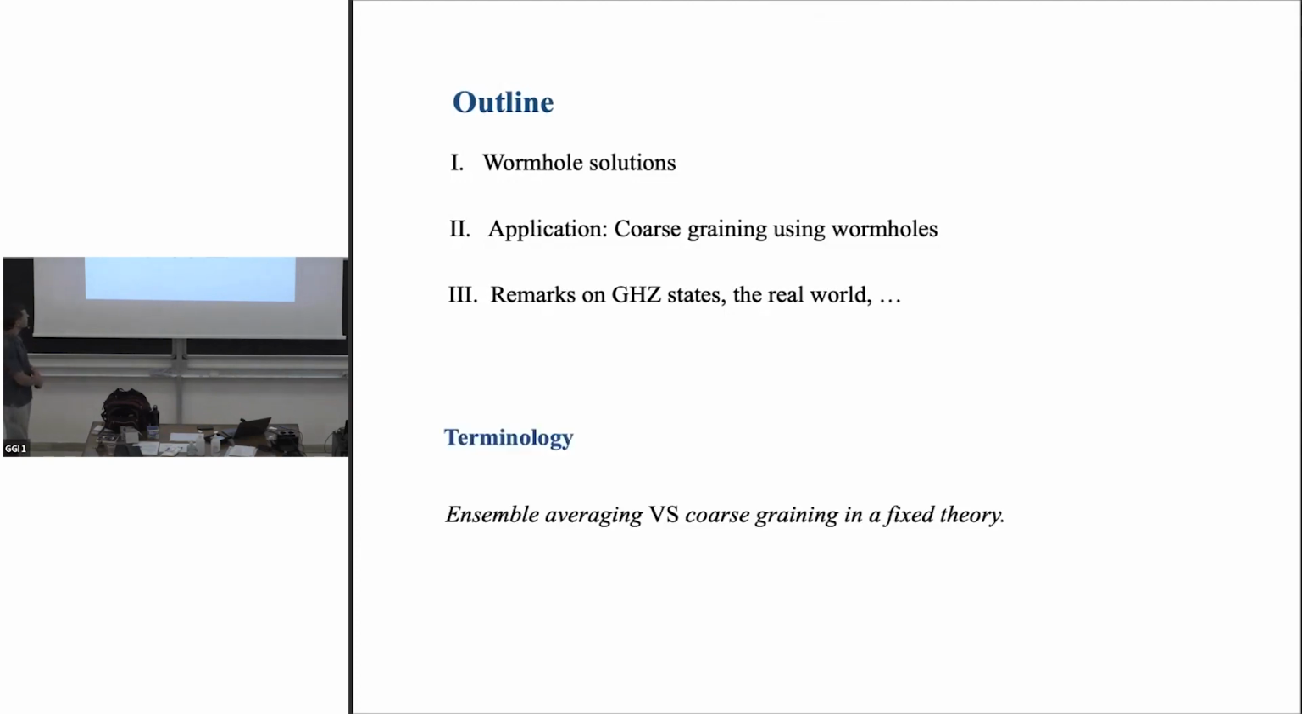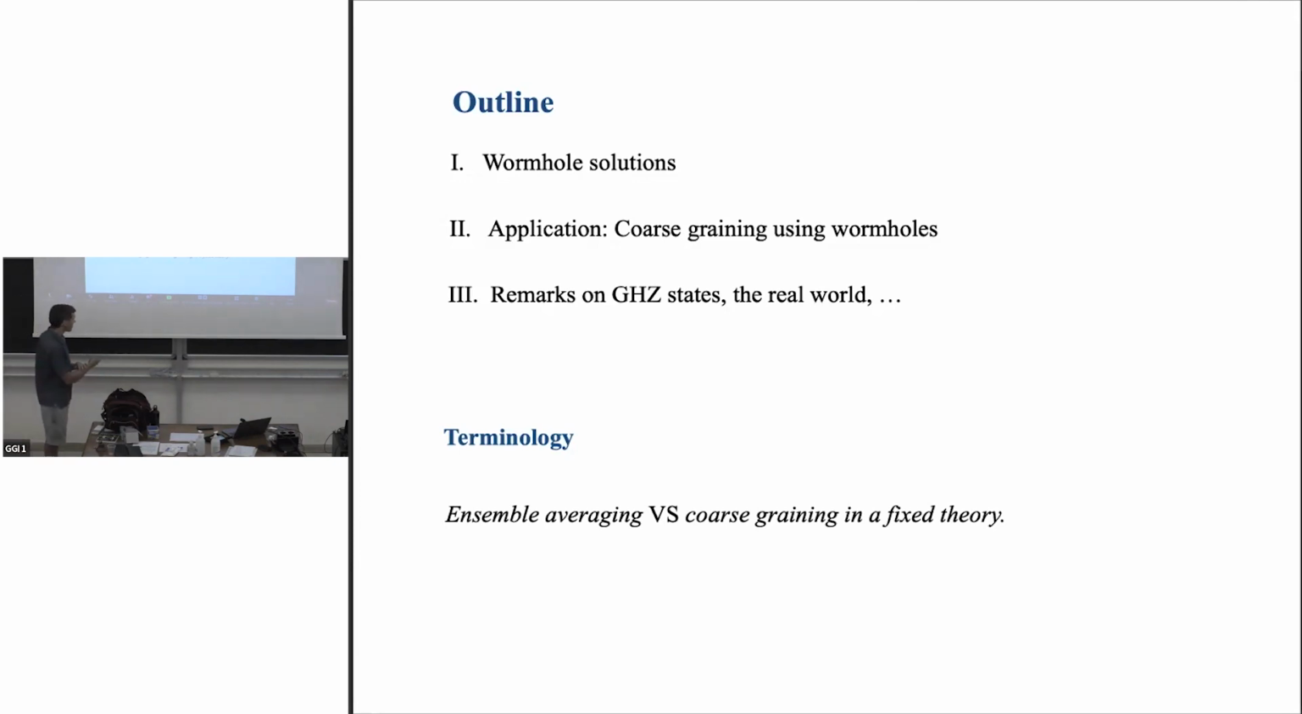Before I start, let me clarify some terminology. Wormholes, of course, are puzzling in AdS CFT because they don't factorize. The interpretation that's been mostly discussed is in terms of ensemble averaging. I'm going to make a distinction between ensemble averaging and coarse graining. Ensemble averaging, in my terminology, means averaging over theories or spectra or OPE coefficients, et cetera, with some measure that you decide or is determined beforehand.